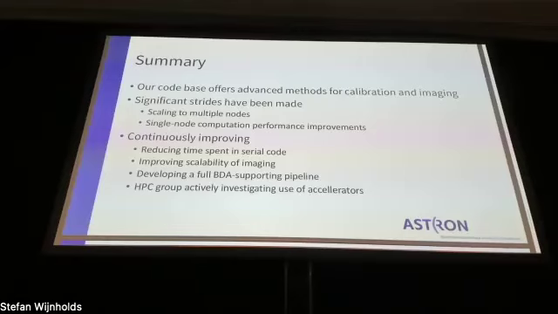So that brings me to my summary. We started out from a code base that already offers many advanced methods for calibration and imaging. So in terms of functionality, we think we have the stuff needed to do the calibration and imaging for telescopes like LOFAR and SKA. We are focusing now on making that more efficient, more scalable, and the like. We already managed to make some nice strides forward, but we are continuing to improve, and we have some ideas on the table. Thank you.